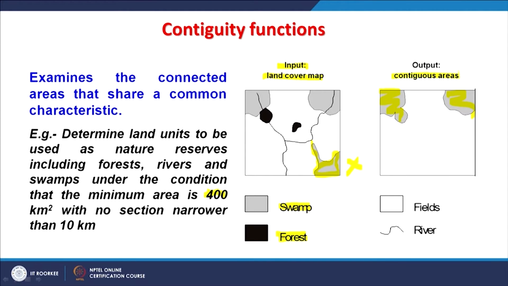In this way, if our layers have that kind of information, then we can determine land units to be used as natural reserves in this example. But similarly, for example, municipal corporations are many times looking for suitable sites for dumps, waste dumps, solid waste dumps.